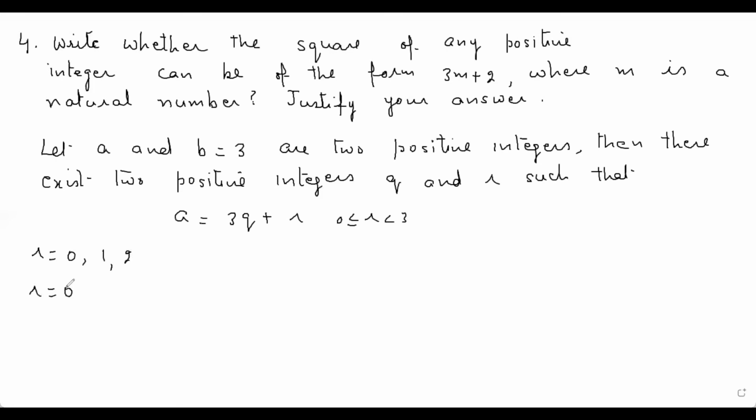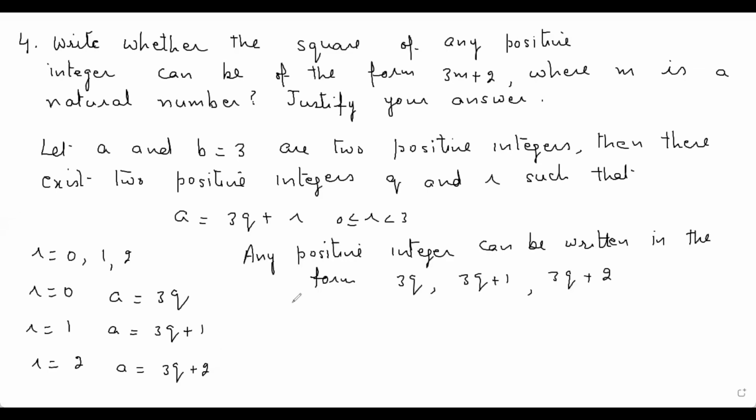If r is 0, a is equal to 3q. If r is 1, a is equal to 3q plus 1. If r is 2, a is equal to 3q plus 2. Now, any positive integer can be written in the form of 3q, 3q plus 1, 3q plus 2. Now, I'm going to find the square of it. Square of 3q, whole square, is equal to 9q square. That is 3 times 3q square, it can be written like this. And this is equal to 3m, where m is a positive integer.